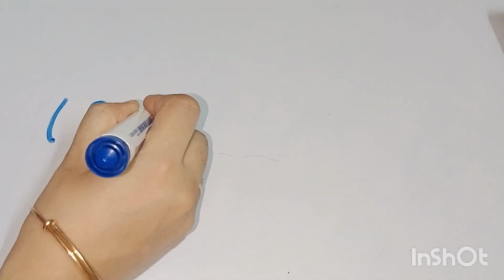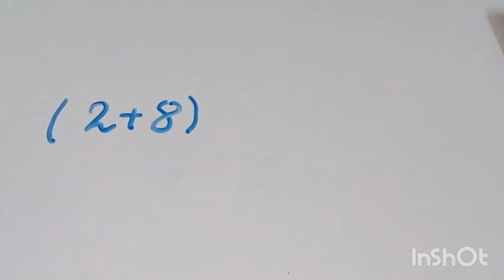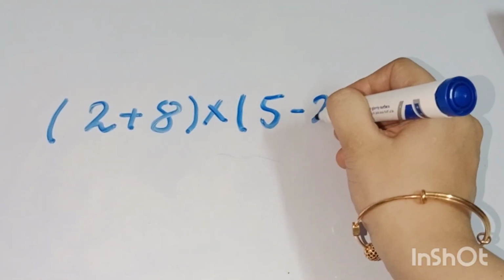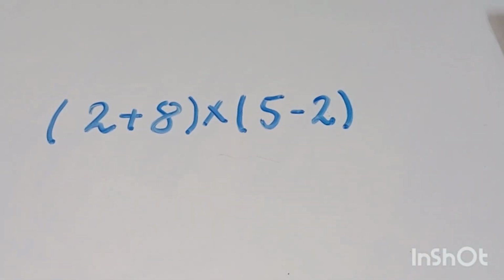Here my next puzzle is, let's check my next puzzle. 2 plus 8 bracket close multiply 5 minus 2 bracket close. Now what should we do in this puzzle? Can you also answer this puzzle in a few seconds? Okay, if you have solved this puzzle, then answer in the comment section. Now I am giving you a live proof of this puzzle.